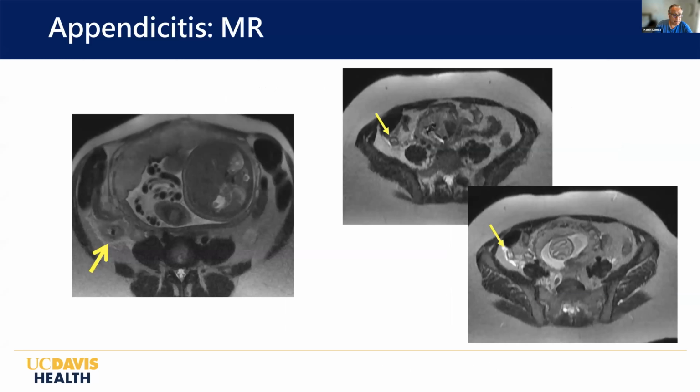A couple other examples. The one on the left has this sort of black dot in the center of the thickened appendix. That's an appendicolith. Typically, patients with appendicitis do not have any air in the appendix because the appendix is fluid filled, so that's an appendicolith. And here's another imaging example on your right side showing appendicitis.